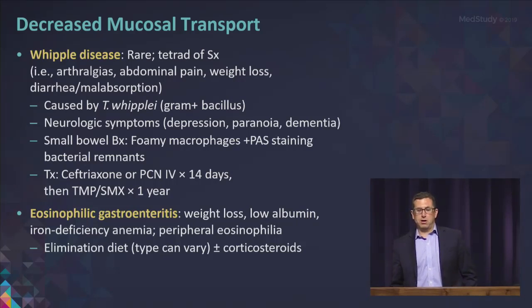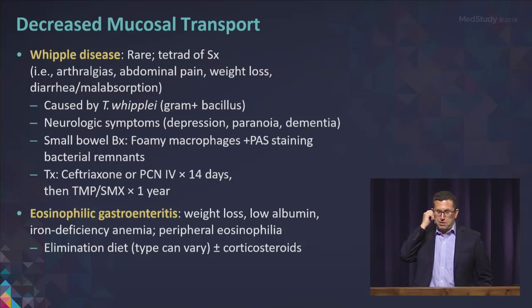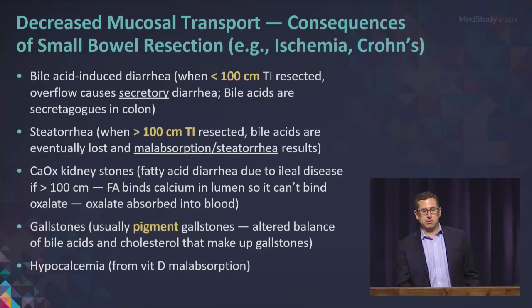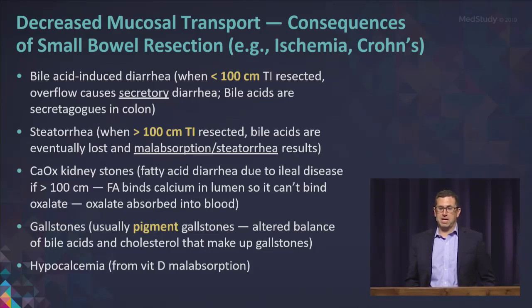There's also an entity called eosinophilic gastroenteritis, where you get eosinophils that really infiltrate the GI tract. Could be in the stomach, small bowel, and the colon, and it could lead to malabsorption. A lot of times you'll see peripheral eosinophilia, and it's a different entity than eosinophilic esophagitis, but similar to eosinophilic esophagitis, it could sometimes be treated with an elimination diet, and it often needs to be treated with steroids. So decreased mucosal transport could also be seen as a consequence of generally massive small bowel resection.